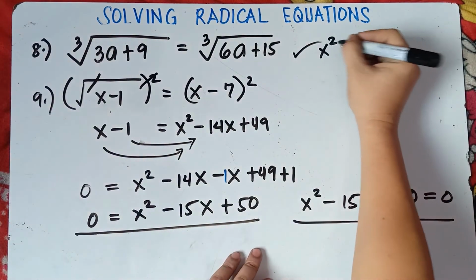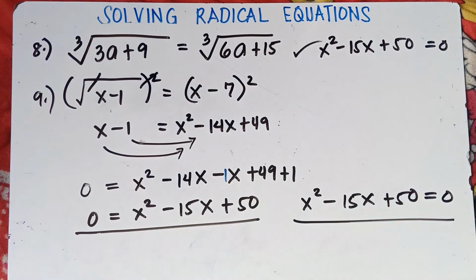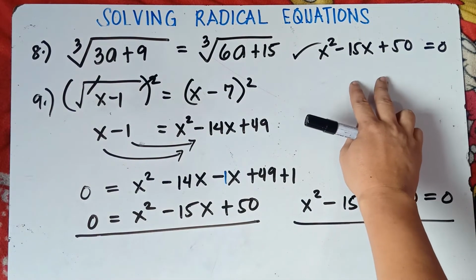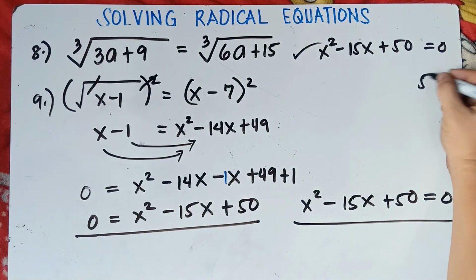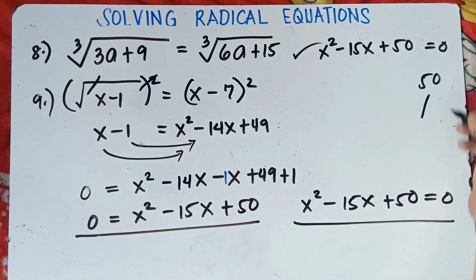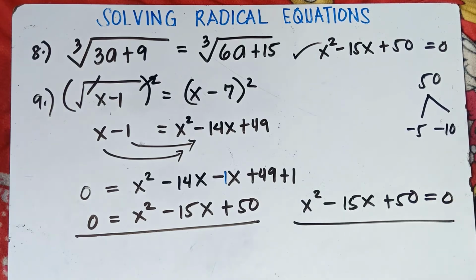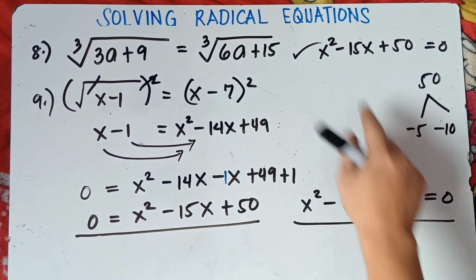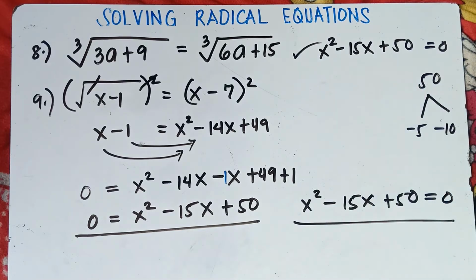So x squared minus 15x plus 50. To factor this out, class, if you still remember the factoring, you find two numbers that when you combine them, you will get negative 15, and when you multiply them, you will get 50. So it should be negative 5 and negative 10, right? Because negative 5 combined with negative 10 would be negative 15. If you multiply negative 5 times negative 10, that would be positive 50.